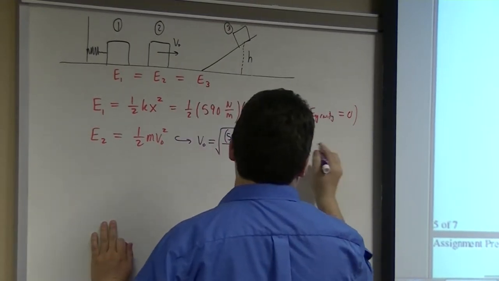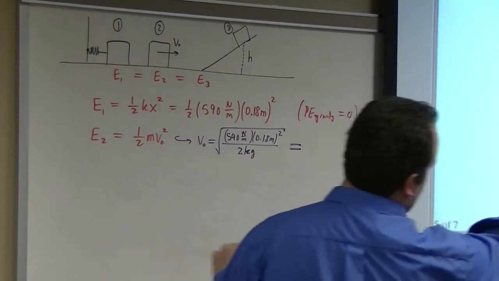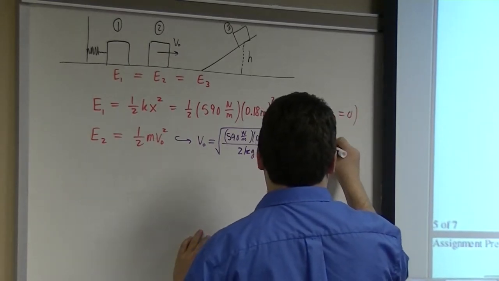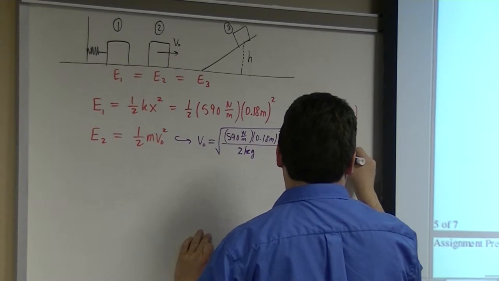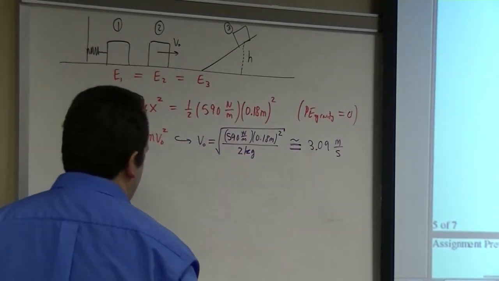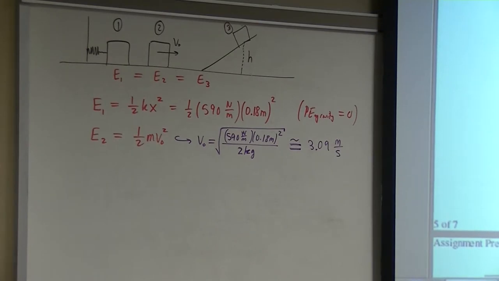When I do that, out pops 3.09, roughly speaking, meters per second. Of course, yours might be a little bit different since these are randomized. It's not so much the number that matters, it's the method. I hope you guys realize that.